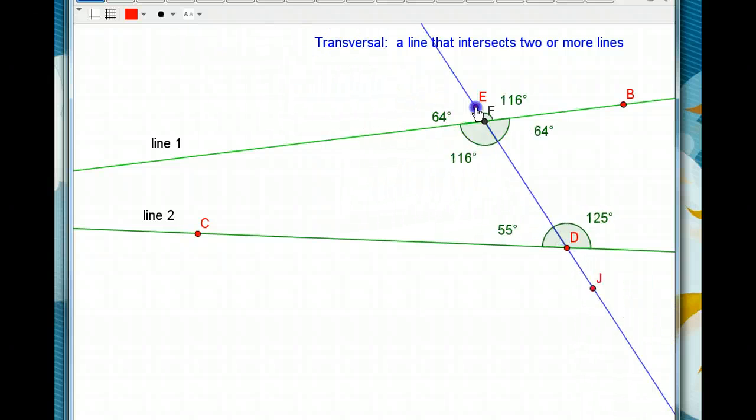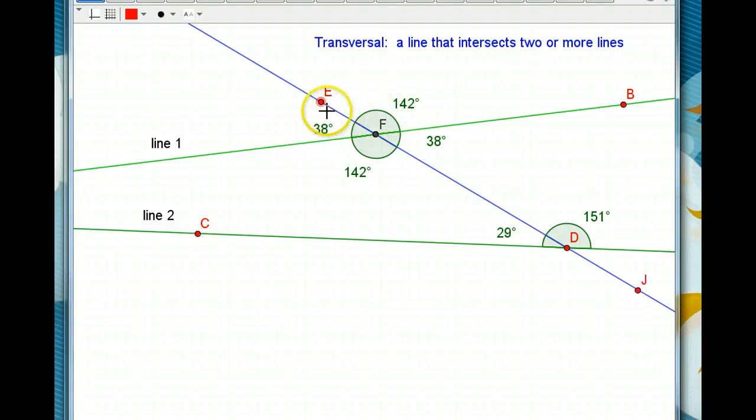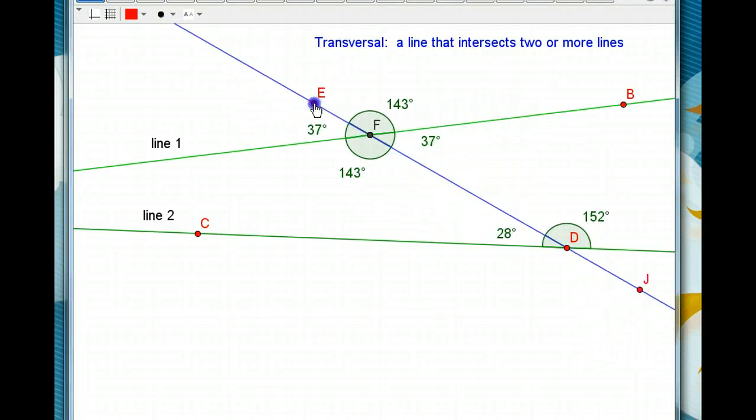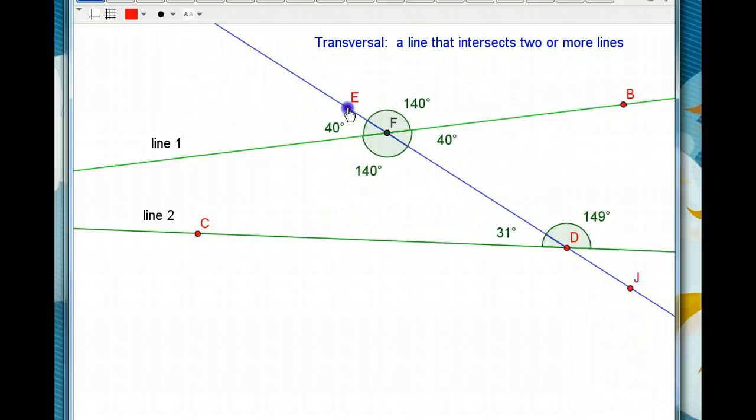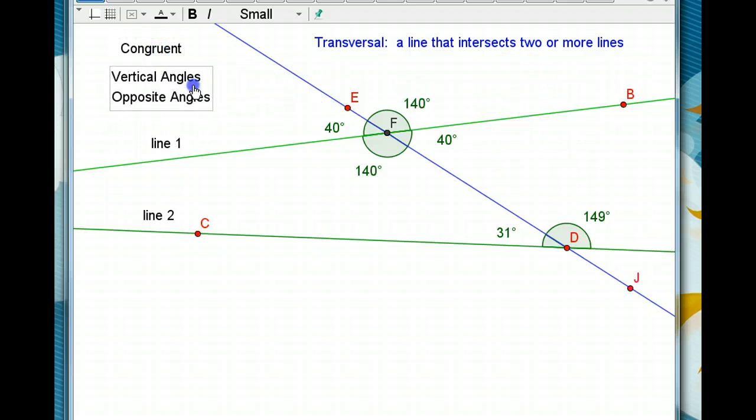Do you notice any patterns? What you should notice is that regardless of where or the slope of this line is, at the point of intersection, 4 angles are formed and the opposite angles are congruent to each other. So this is 140, this is 140, and this is 40, and this is 40. We call these two angle pairs vertical angles or opposite angles. And opposite angles are congruent. So underneath the congruent formula, we're going to have vertical angles and opposite angles are congruent.